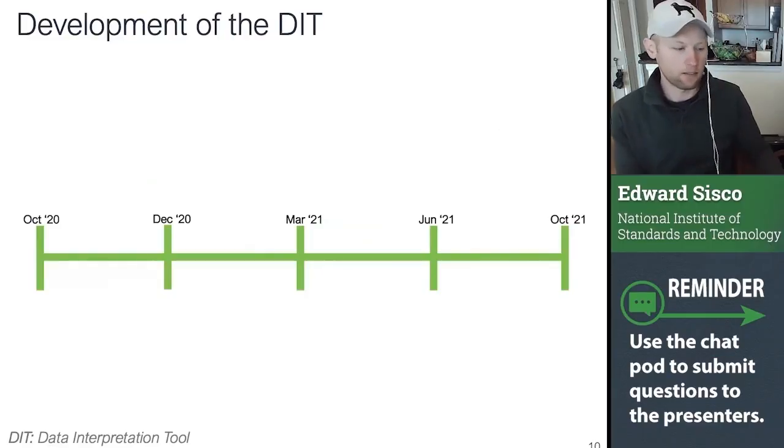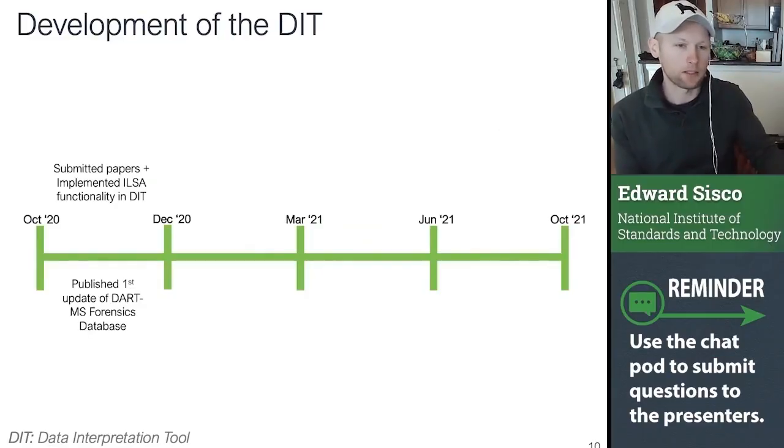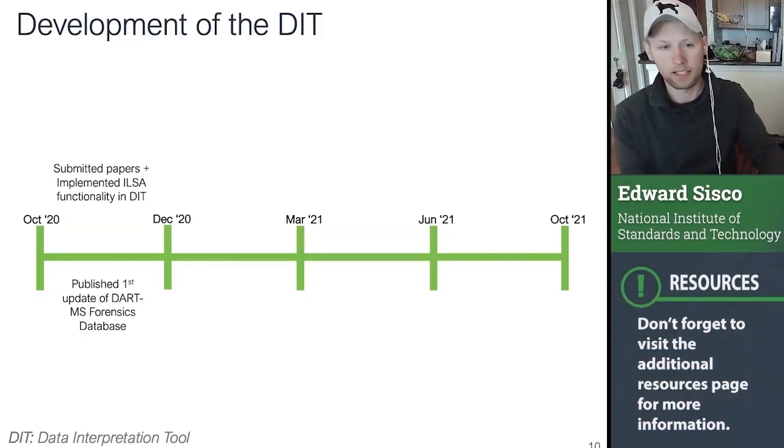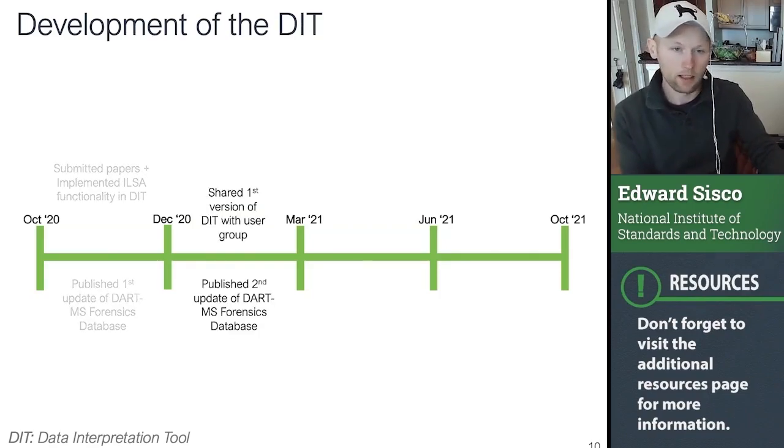So the development of the DIT started back in October of 2020, where we did, as the functional research component, like Arun said, we published the ILSA. We established some initial functionality of the DIT and released the first DART mass spec database. Around December of 2020, we shared the very first version of the DIT with our user group to get some very initial feedback on what are the major things we need to include, not include, things of that nature.